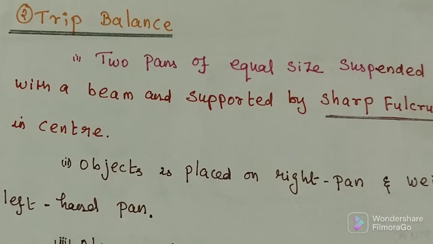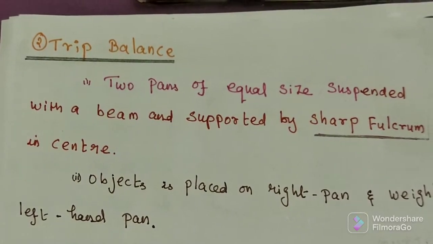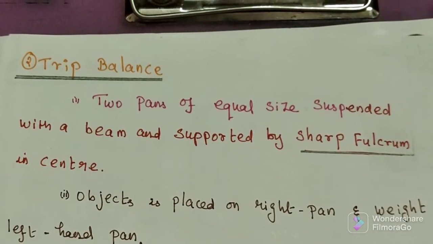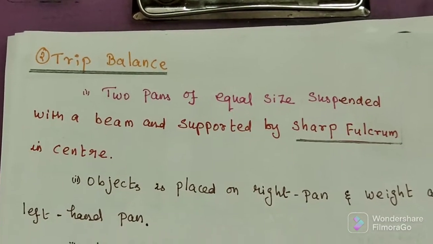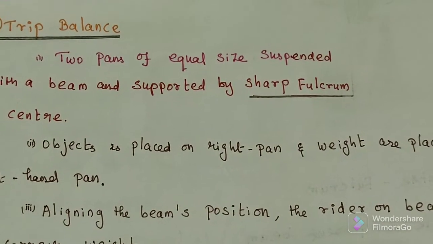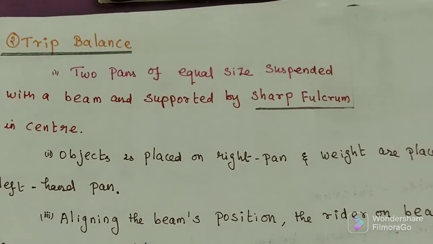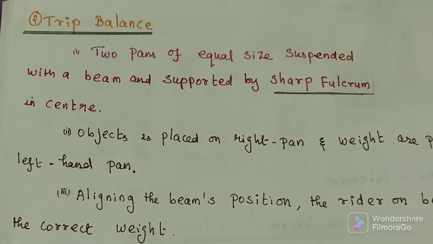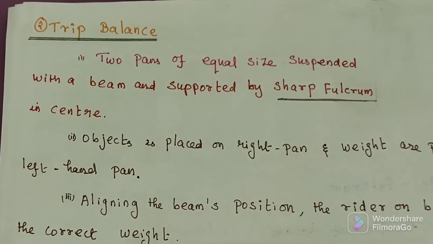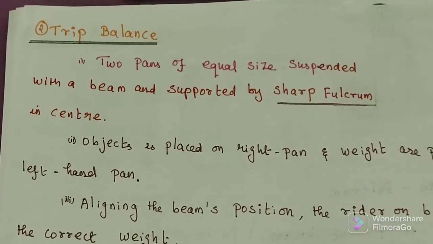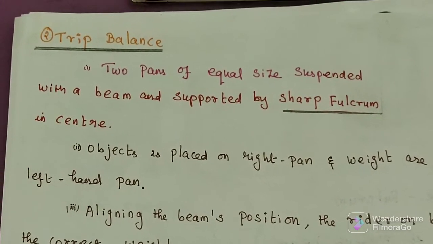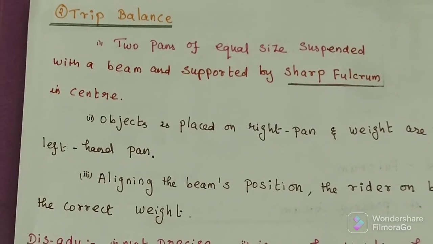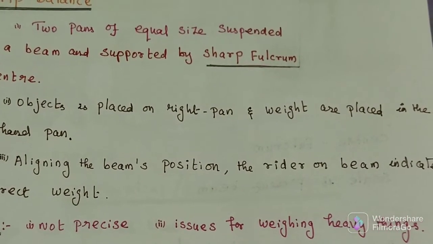Trip balance is another type of balance which has two pans of equal size suspended from a beam, and these pans are supported by a sharp fulcrum in the center of both pans. The object is placed on the right pan and weights are placed in the left pan. The beam's position is aligned. If there is any difference in weight or the correct reading is not obtained, then the rider is placed on the beam. The rider gives us the correct reading by adjusting it according to the weight of that object.